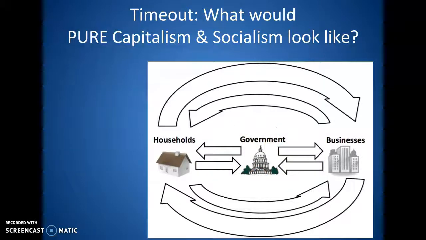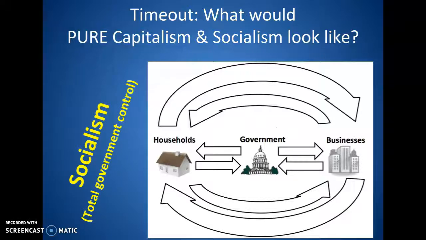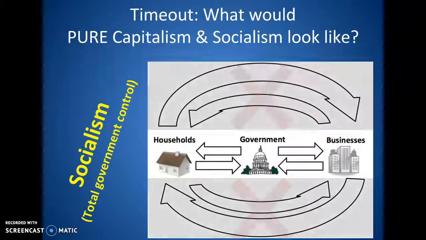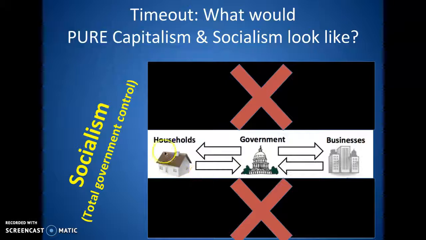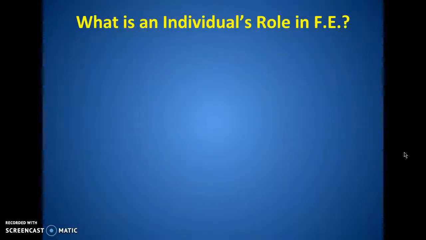And then if we wanted to draw this kind of thing to represent socialism, it would be no interaction between us and businesses in any way. All the stuff that goes on in the economy would have to go through the government. The government would be at the heart of everything. We'd pay taxes. We would get back public goods. And we wouldn't get anything else unless the government gave it to us directly. So anyway, that was kind of a little timeout.